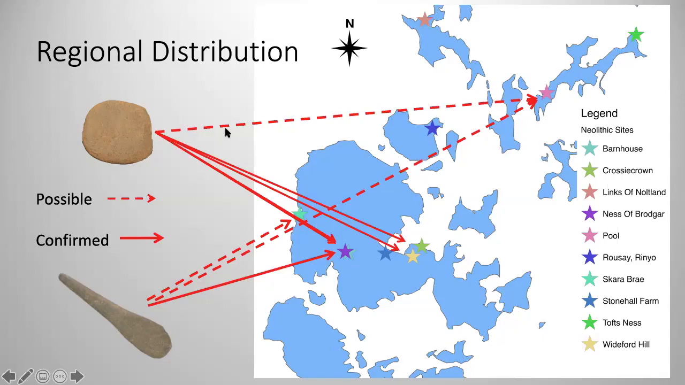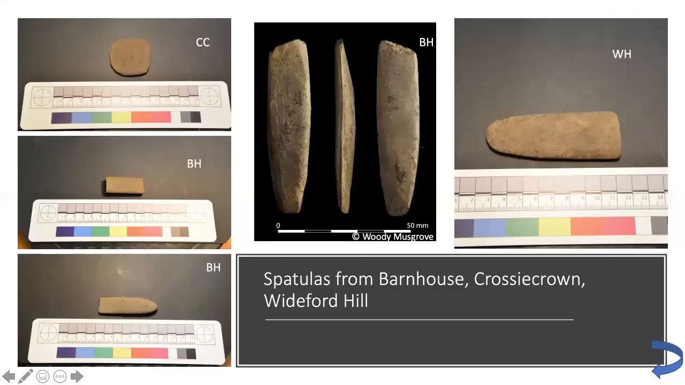The dashed lines are indications of possible evidence of the tools being found at that site, and then the solid arrow is confirmed evidence. So if we look at the simple spatulate tools, you can see that there's evidence of them at Poole on Sanday, and then at Crossy Crown, Whiteford Hill, and Stonehall Farm. In fact, I think I have some images here. Oh, here we go. And Barnhouse, I should say Barnhouse too.